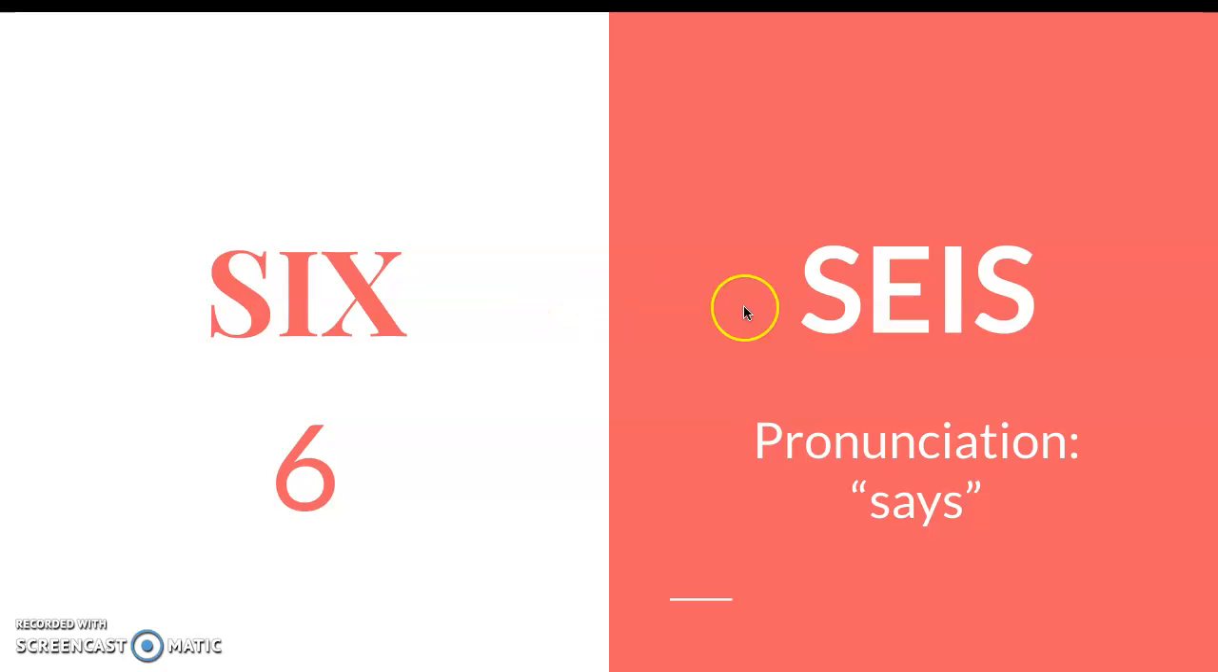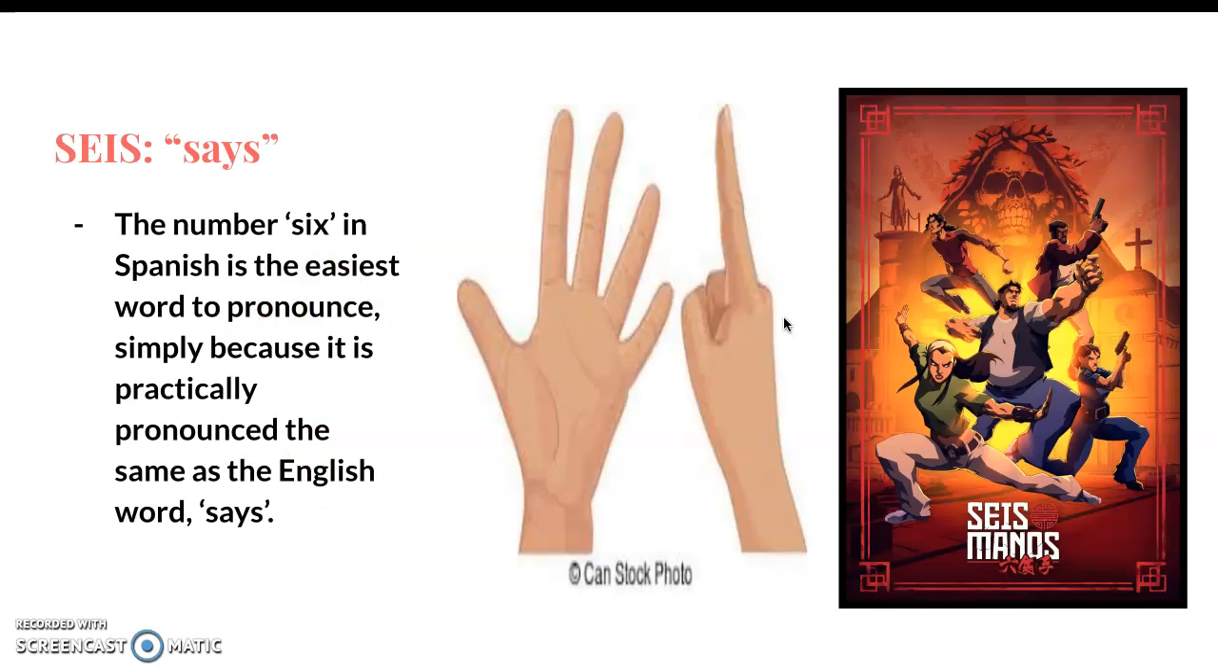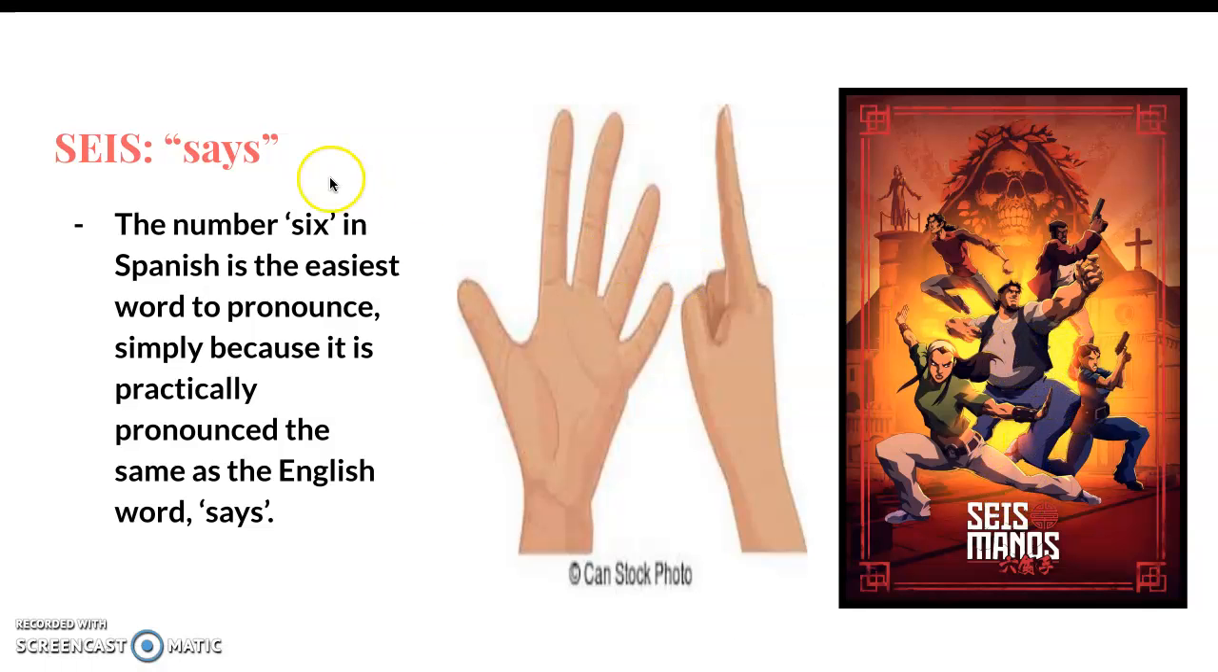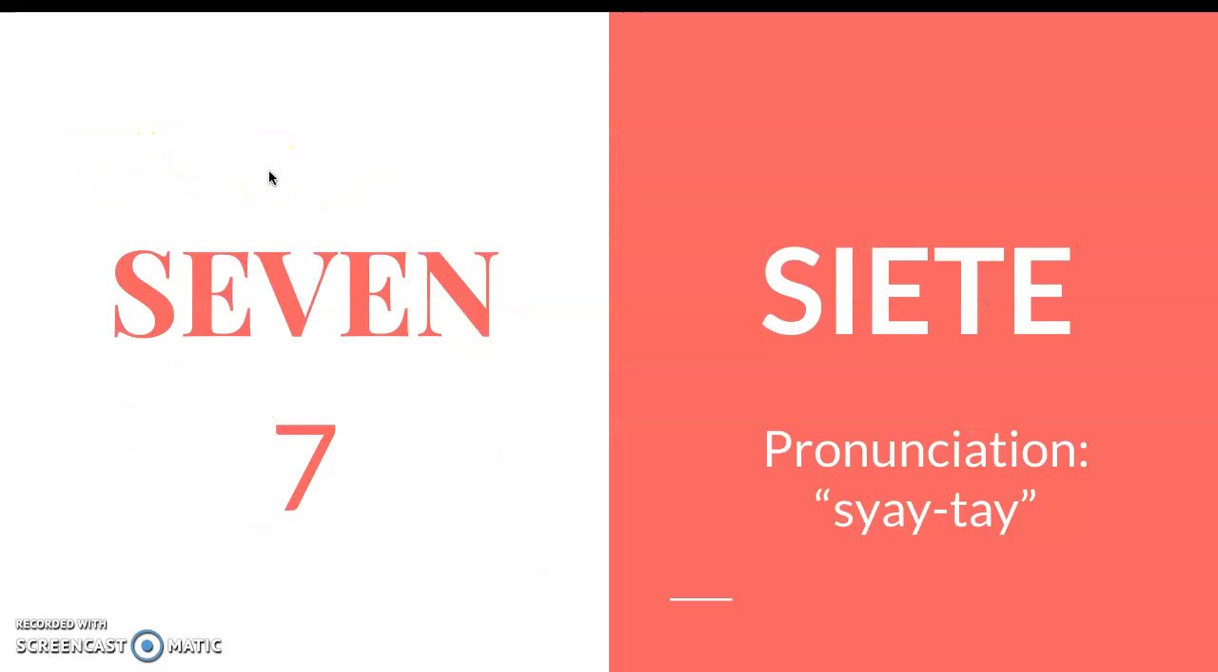Next we have 6, which translates to seis. 6 would probably be one of the easier words to pronounce in Spanish because it's just like the English word. And then a very popular Netflix show is Seis Manos, and that's very popular in Mexico and Central America, and that's a very easy way to remember it as well. Seis Manos, which means 6 hands. And then back to seis.